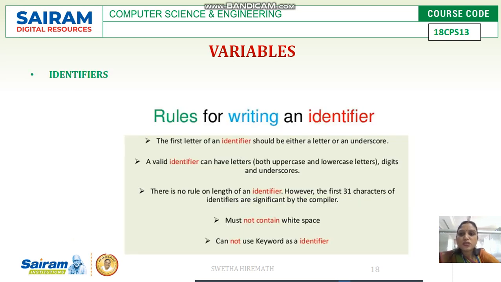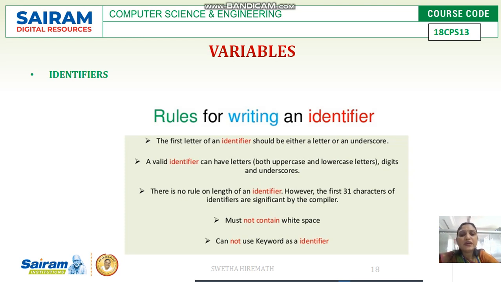So next, moving to the identifiers. I told you identifiers have a certain set of rules to be followed. So what are these rules? We will see one by one now. The first letter of an identifier should always be either a letter or an underscore. If it starts with a letter, either uppercase or lowercase, or if it starts with an underscore, then it is a valid identifier. If it starts with a digit or with any other special symbols, then it is not a valid identifier.